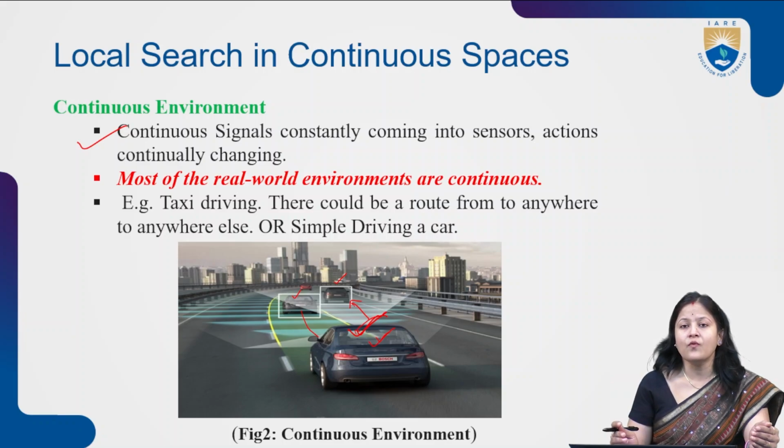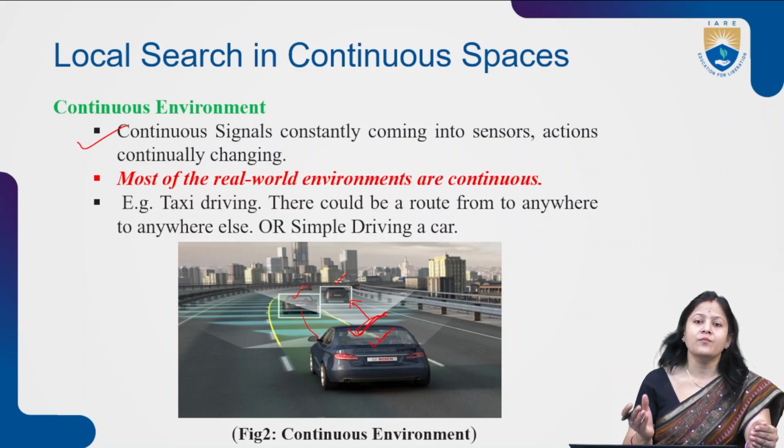Most of the real world environments are continuous in nature, whether you take the example of the self-driving car, or your cycle, or the drone. All the equipment, devices or vehicles work in a continuous environment where the sensor has to receive the information, and based upon the current sensor information, it has to act upon the environment. That is why this example is given, taxi driving.